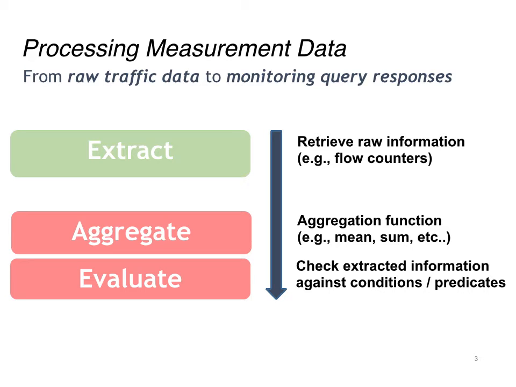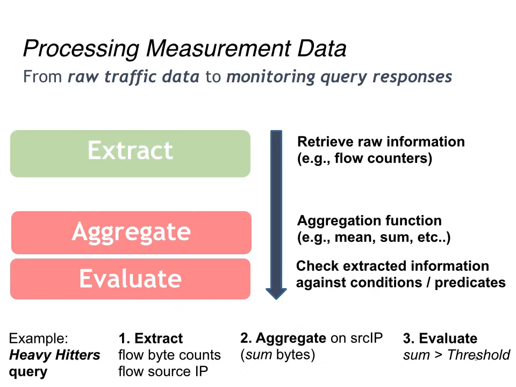Let's go through these steps with an example, and let's consider a heavy hitter query. The first operation, extract, retrieves flow byte counts and the source IP of each flow. The aggregate then aggregates this information on the source IP by summing the bytes associated with each source IP address, and finally the evaluate checks whether this sum is above a heavy hitter threshold or not.